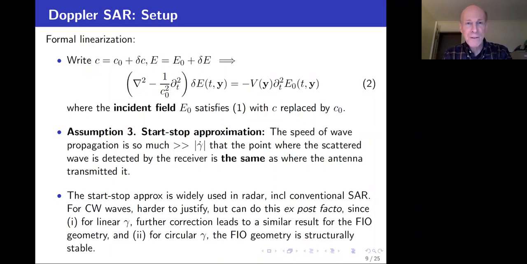Even though, in fact, the geometry involved is somewhat unstable, nevertheless, when you improve the start-stop approximation, at least somewhat, you get the same final result. So that is some supporting evidence that, in fact, it's a reasonable thing to do to use the start-stop approximation. Furthermore, for the circular flight path case, the FIO geometry turns out to be structurally stable, which means that at least under small perturbations, it would still have the same overall geometry.